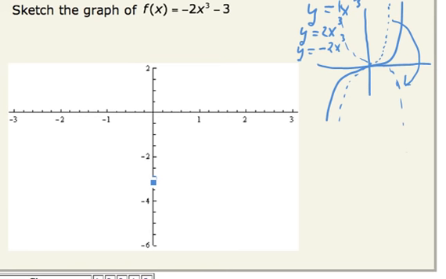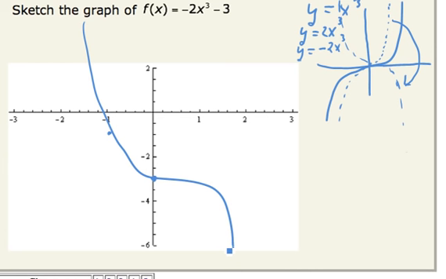So if we just plot a couple points, if x were to be negative 1, x cubed is negative 1, negative 2 times negative 1 is positive 2, minus 3 is negative 1. So we're going to get a point somewhere around here, and the rest of the graph is going to look something like this.